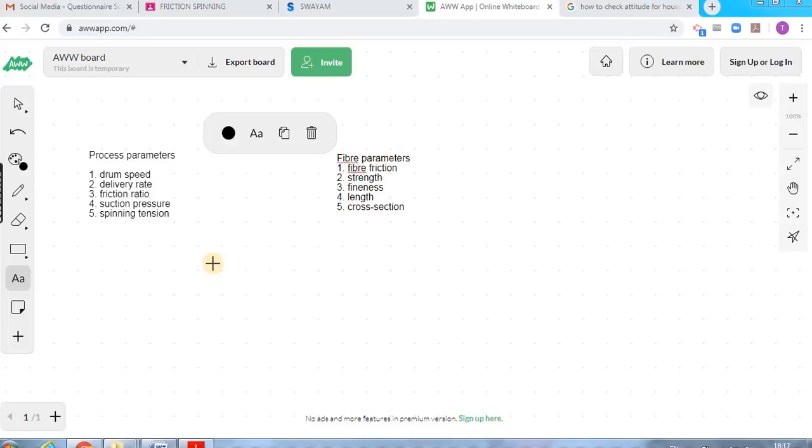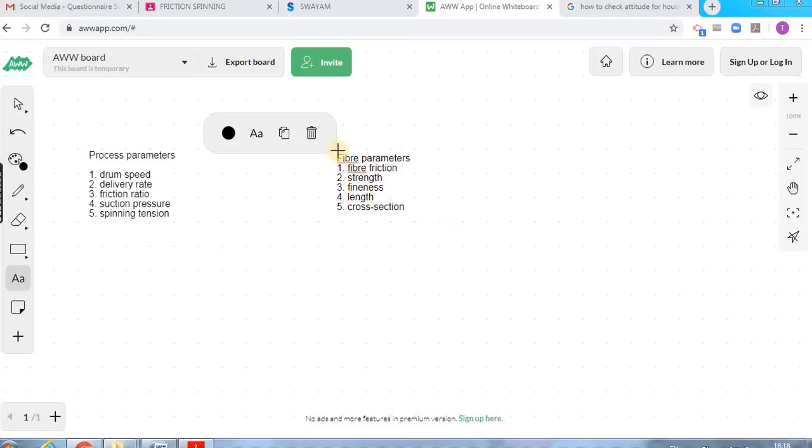The fifth one, a major advantage in friction spinning, is the low spinning tension, because the fibers are buckled and assembled in the drum in a very relaxed manner. So the spinning tension is very low, which leads to a much lower end breakage rate compared to ring and rotor spinning yarns. Right? So these are the influences of the 5 process parameters on the yarn characteristics.